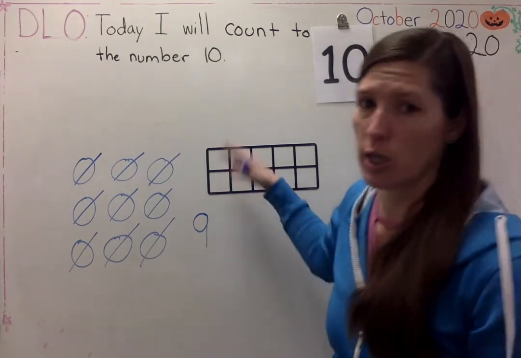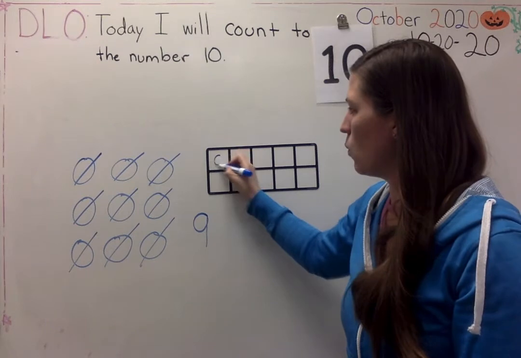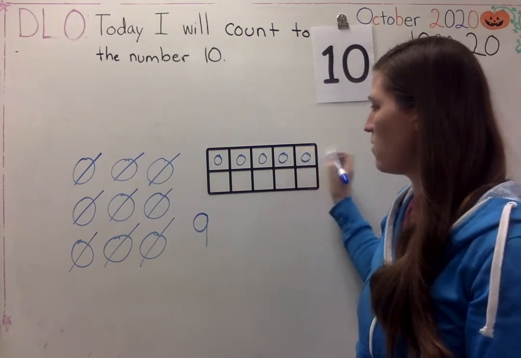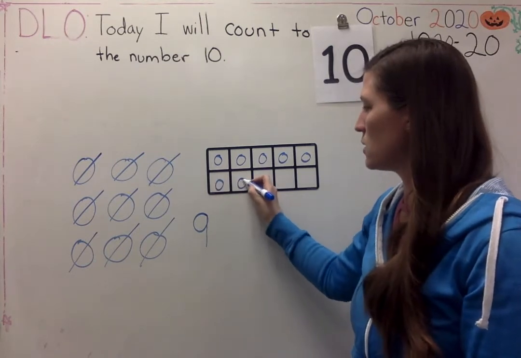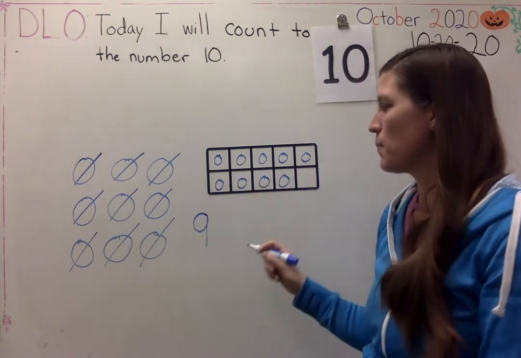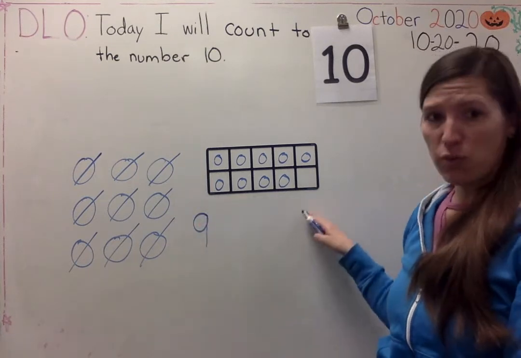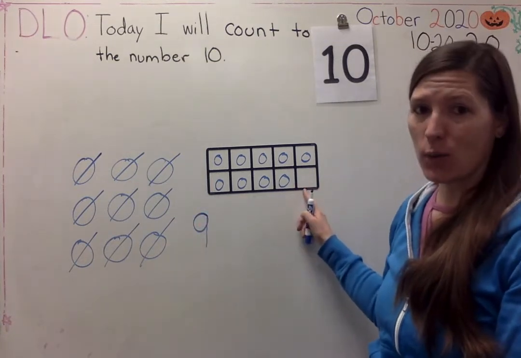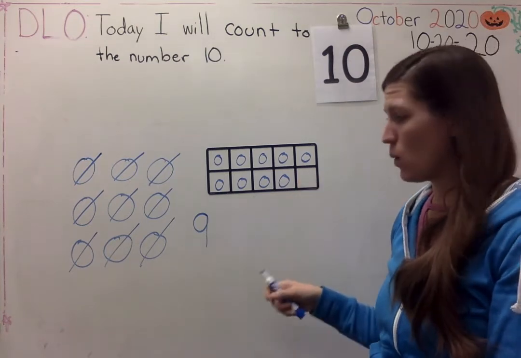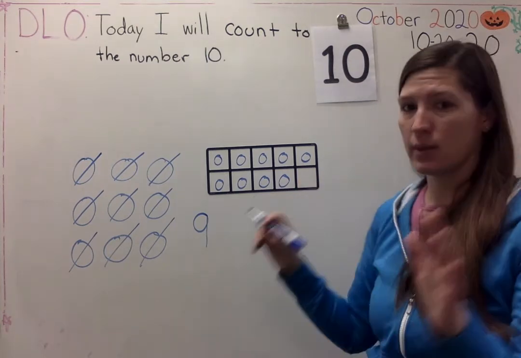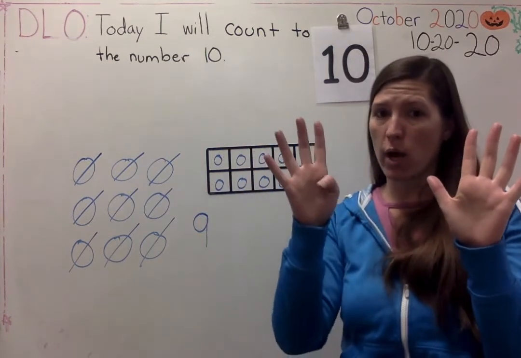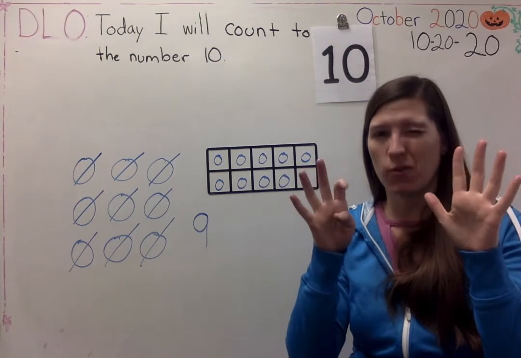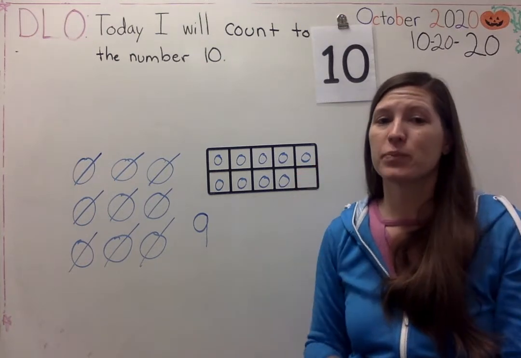Let's fill it in. Start at the top on the left. 1, 2, 3, 4, 5, 6, 7, 8, 9. I know that it's a 10 frame because we have 10 windows. When I see that I'm missing a window that's empty, I know that 10, take away 1, which would be that window right there, I have 9 left. 1, 2, 3, 4, 5, 6, 7, 8, 9.